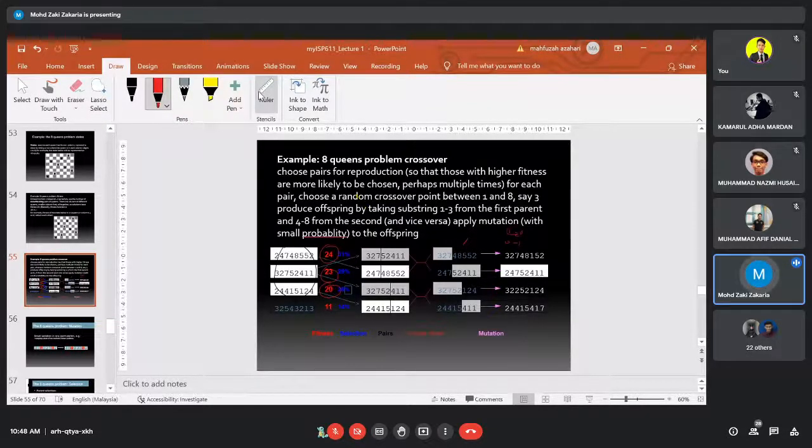Then follow the same process. This is one iteration, then follow the same process. We evaluate again, we evaluate the quality of the chromosome, then we choose again, and then we do the crossover, mutation, and so on. Clear? So the crossover, it's random, which number does it take?